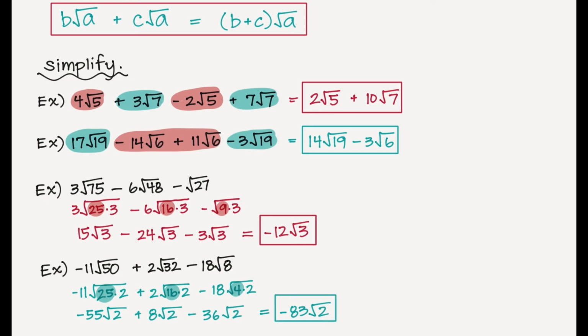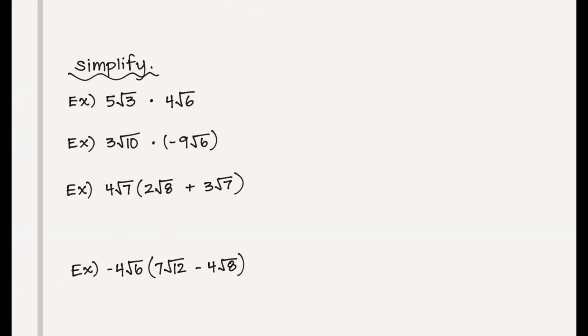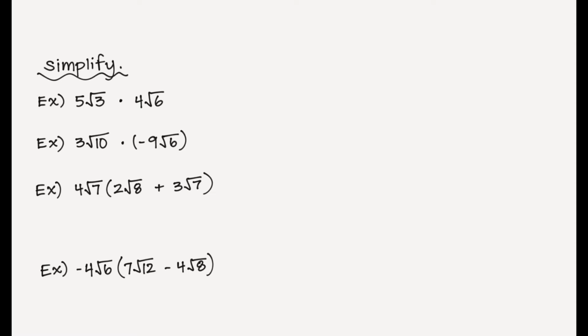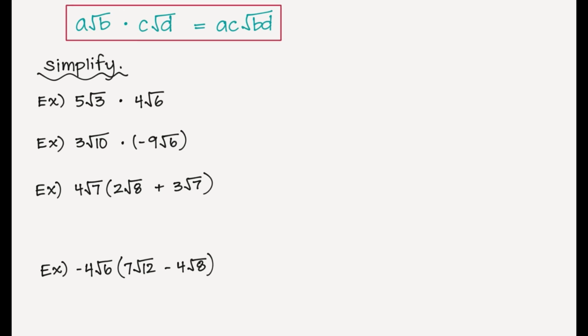So this is how we added radical expressions. To wrap up this lesson now, we're going to learn how to multiply radical expressions. For instance, if I had a radical b times c radical d, I would multiply the outside numbers, and then inside of the radical, I would multiply the inside numbers.